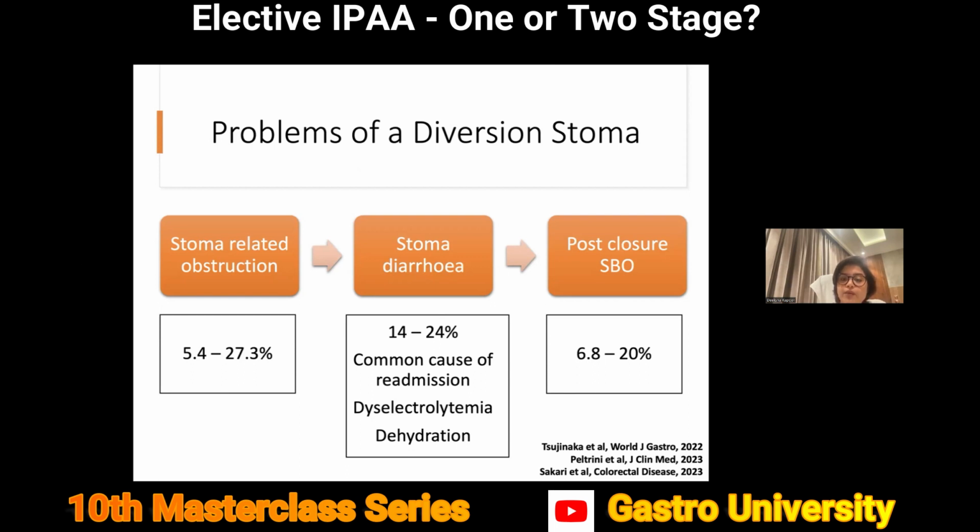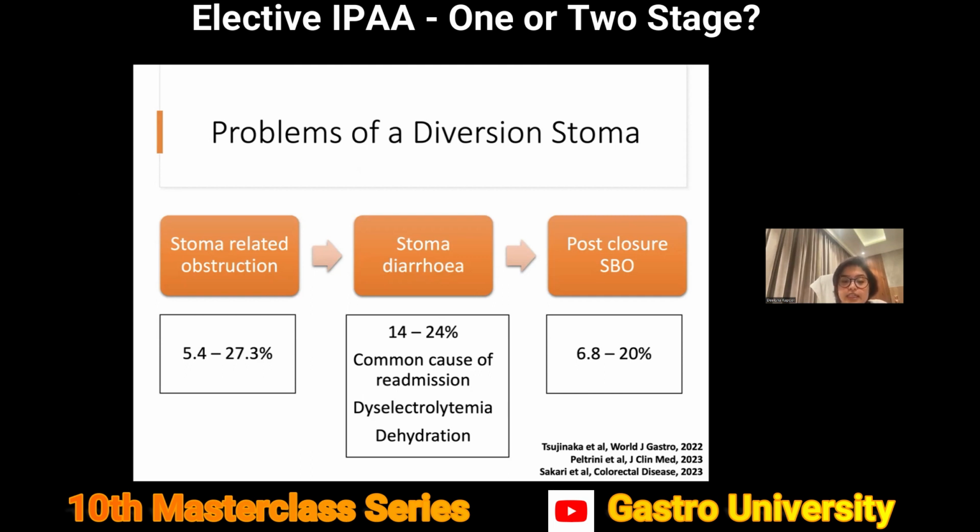Stoma diarrhea, we of course understand, is possibly perceived to be a little more with a pouch patient than in another setting of an LAR and an ileostomy, simply because we are losing about 40-50 centimeters of bowel further before we are able to mature a diversion. So the incidence being 14 to 25%, it is one of the most common causes of readmission following a pouch surgery.